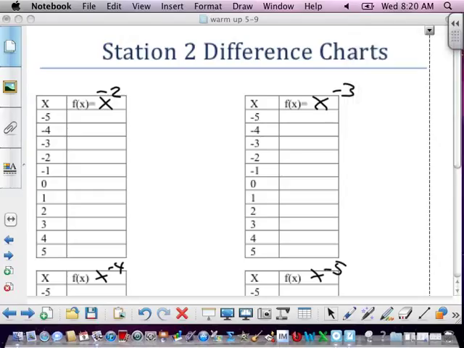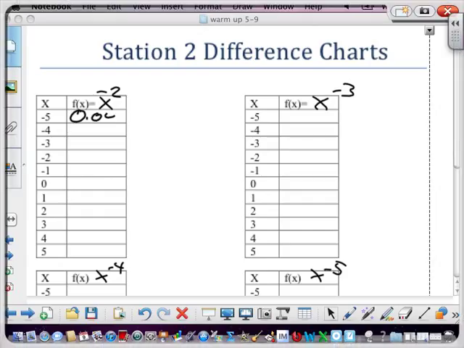All right, ladies and gentlemen, we're looking at the second differences of your Station 2, which all had negative integers. So let's talk about this first. We've got 0.04, 0.0625. These are your y values. 0.1111 repeating, 0.25, 1, undefined, 1, 0.25, 0.111 repeating, 0.0625, and 0.04.